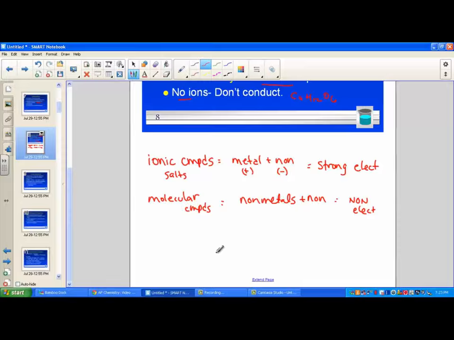But what about that in-between category? Those types of compounds that build what we called weak electrolytes. Weak electrolytes come from molecular compounds in a very special category of molecular compounds known as weak acids.